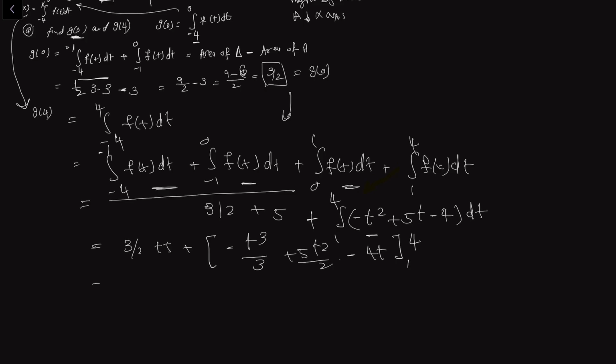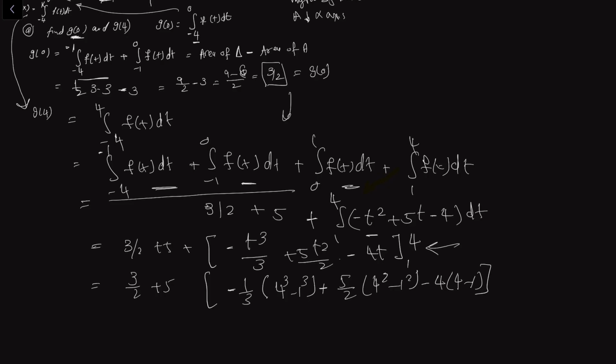All right, let's do the integration now. So 3 over 2 plus 5, that will be minus 1/3 of 4 cubed minus 1 cubed, plus 5 over 2 of 4 squared minus 1 squared, minus 4 times 4 minus 1, to apply the integration interval here. So right here, the upper limit minus the lower limit.